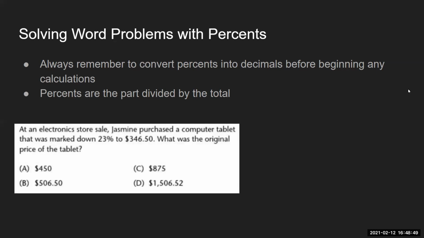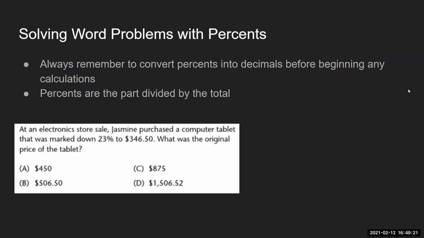So here we have a question. At an electronics store sale, Jasmine purchased a computer tablet that was marked down 23% to $346.50. What was the original price of the tablet? So now I'm guessing a bunch of you probably took quantitative reasoning. So if you did, these kind of questions probably look a little familiar to you. And I know, just because you took a class doesn't necessarily mean that you remember how to do it, but you might see some questions like that.